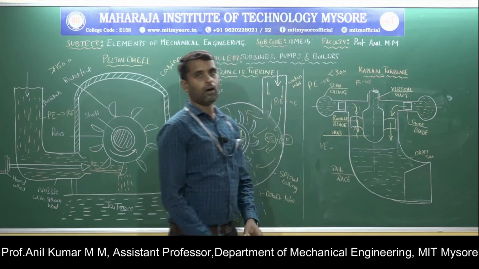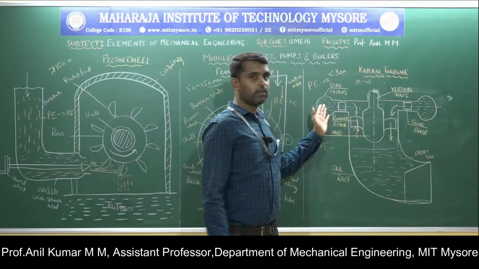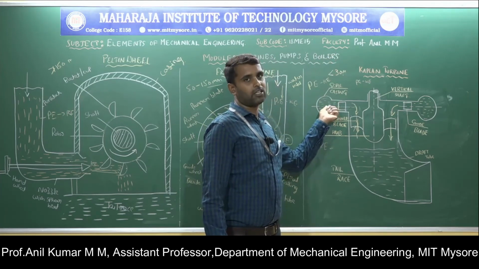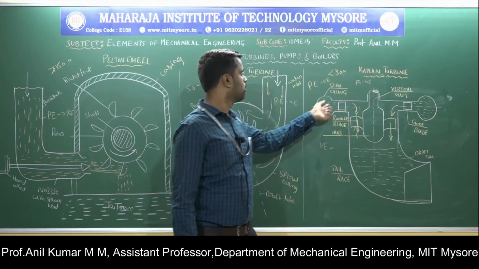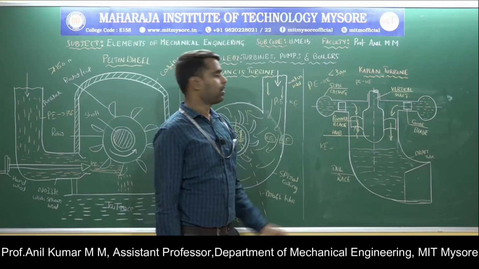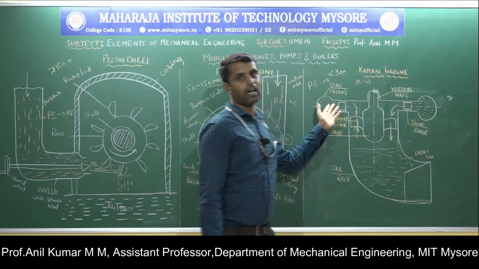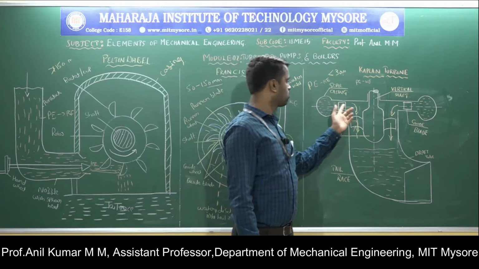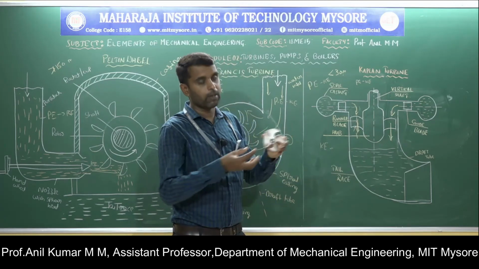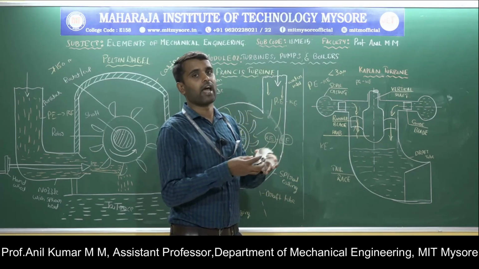Okay, so working of the Kaplan turbine: initially the water from the reservoir enters the turbine casing through the penstock, so part of the potential energy gets converted into kinetic energy. When the water enters the guide blades, these guide blades guide the water to flow over the runner blades in the axial direction. The water strikes the runner blades axially.